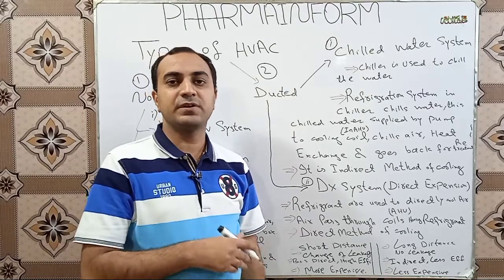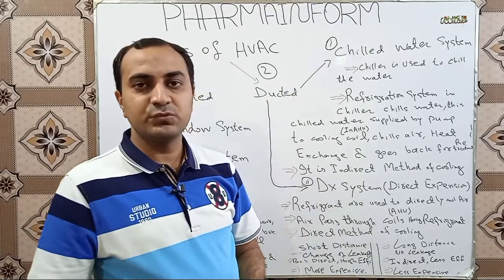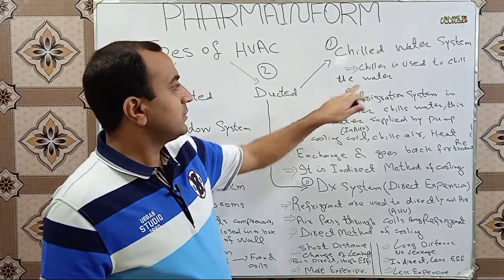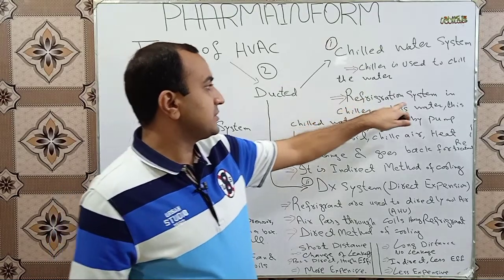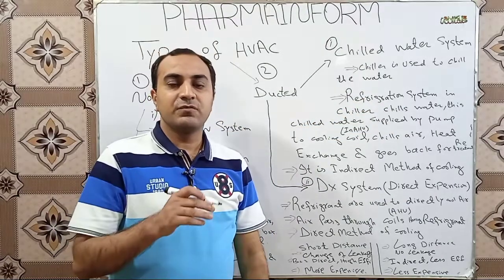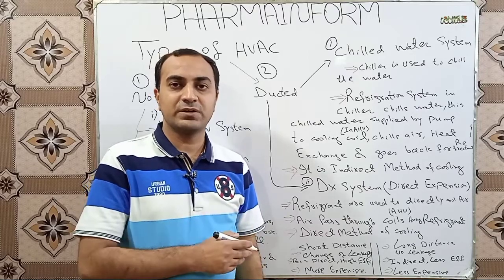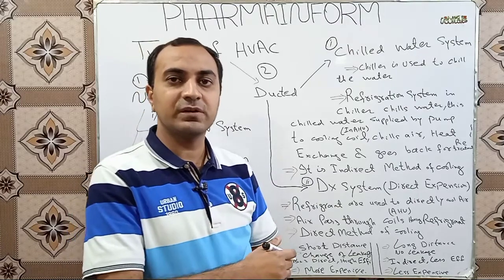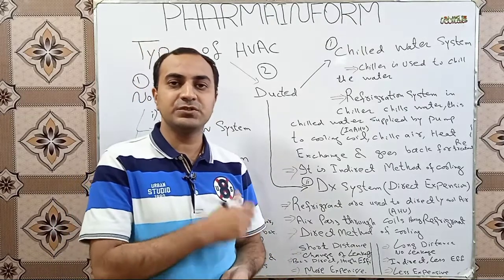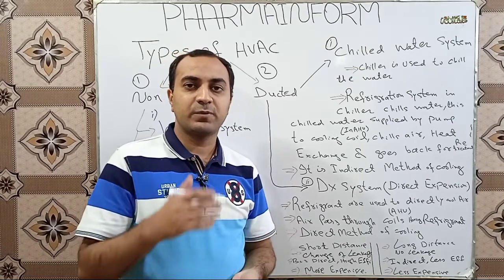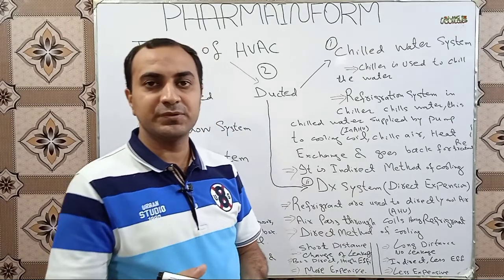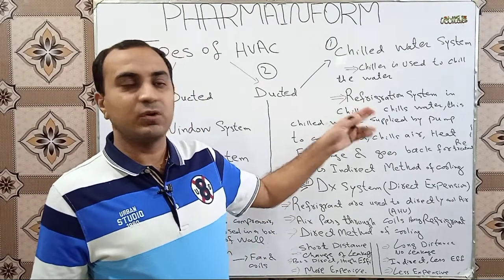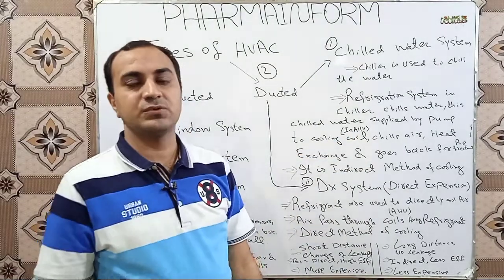In the chiller, different types of refrigerants are used which then cool the water or chill the water. So in the chilled water system, the refrigeration system in the chiller first of all chills the water, then this chilled water is supplied through the pipes by using pumps to the cooling coils, and the cooling coil is installed in the AHU.